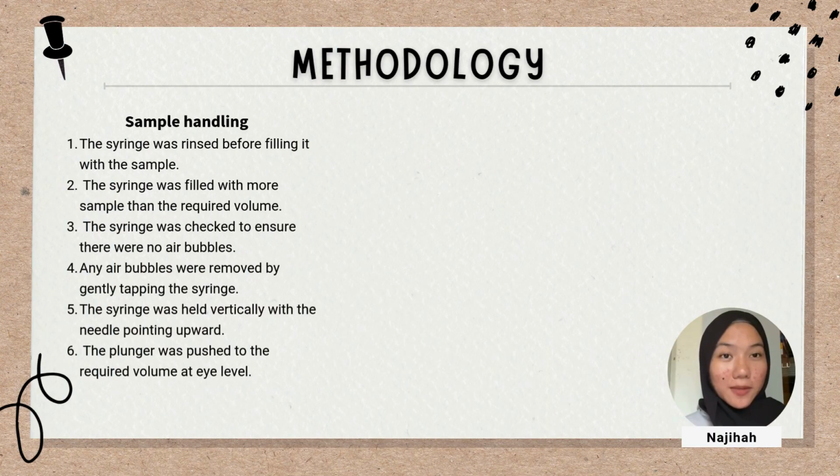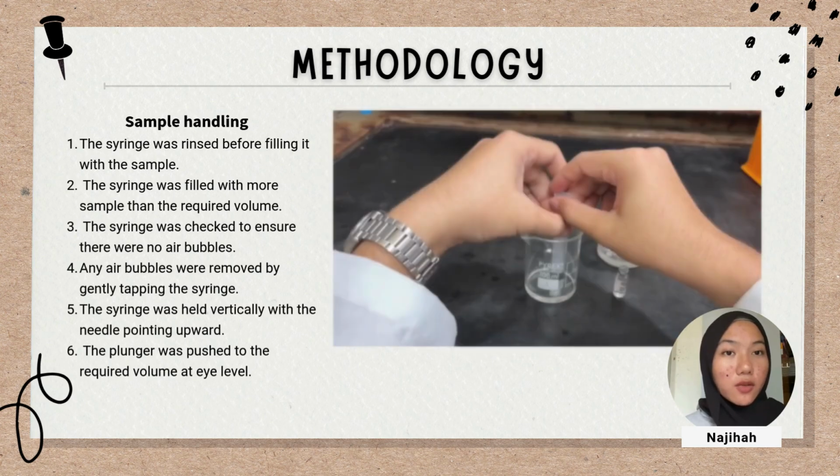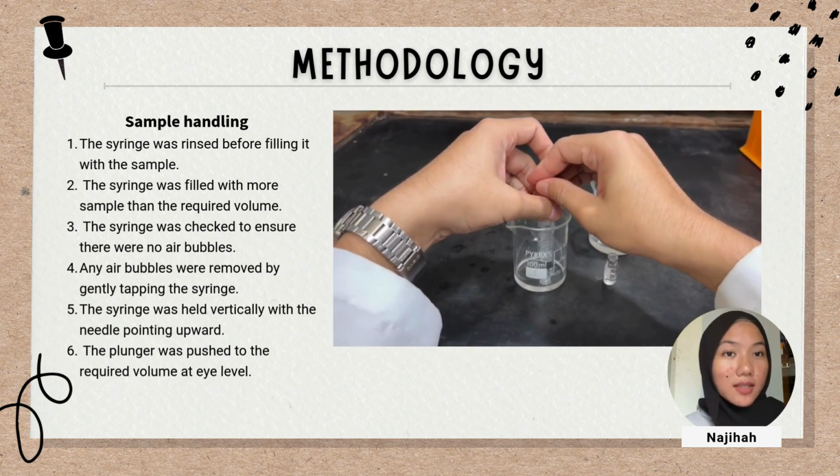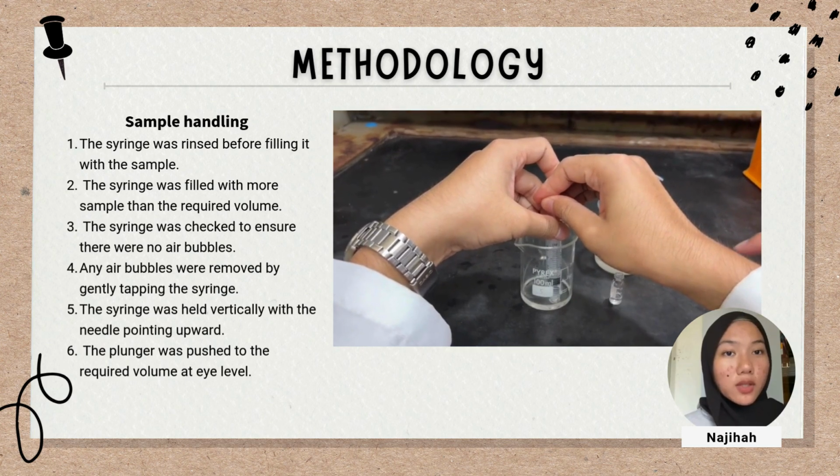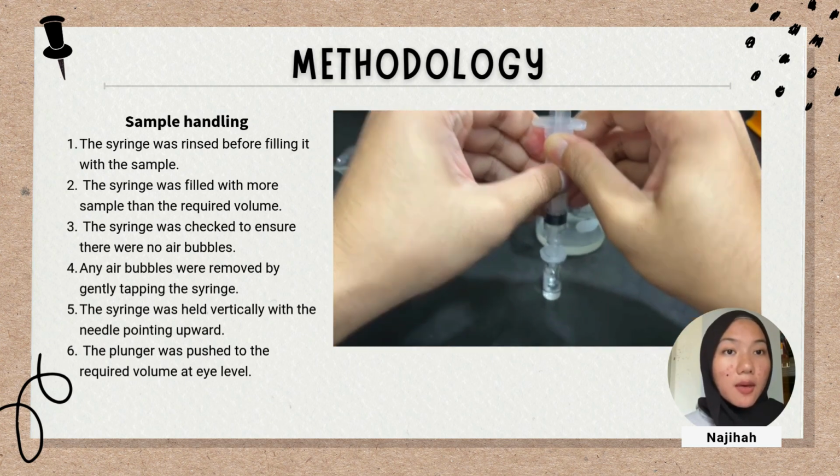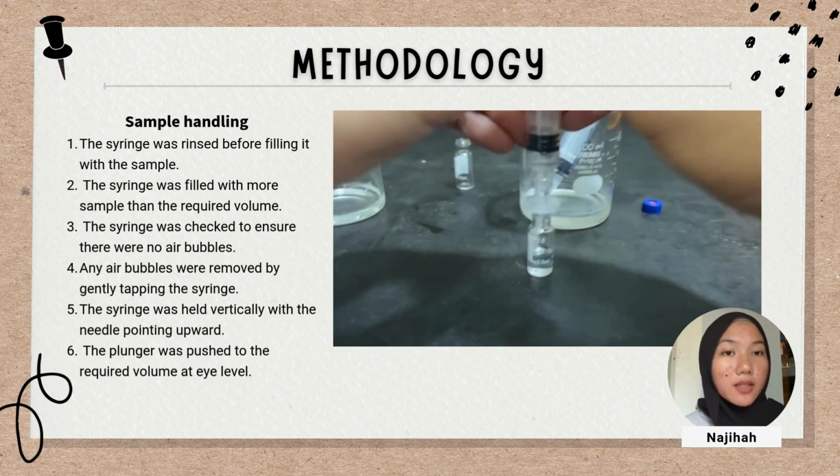Now, I would like to explain the methodology for this experiment. First, the syringe was rinsed before it was filled with the sample to prevent contamination. Then, the syringe was filled with more sample than the required volume. Next, the syringe was checked to make sure there were no air bubbles. Any air bubbles were removed by gently tapping the syringe.